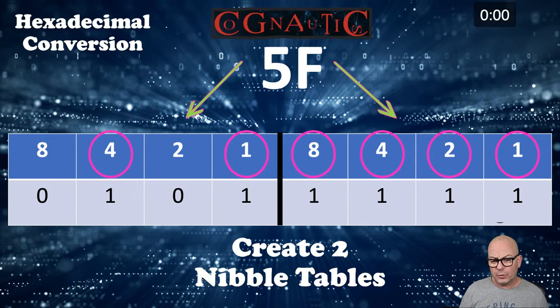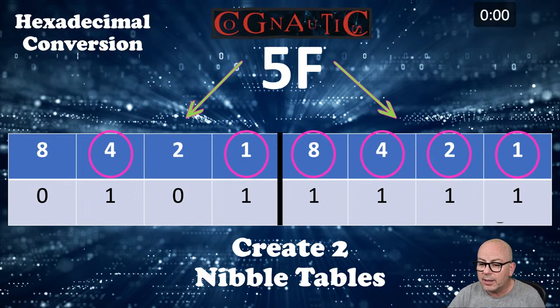Let's take the 5 first of all. Same principle as we had last time. What's the biggest number on your grid that goes into 5 once? It's 4. What's left over? 1. So that's why we've got a 1 under the 4 and a 1 under the 1. Aditya is on it. The number is 105.